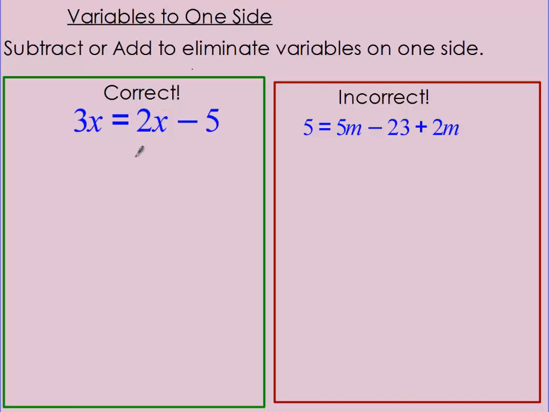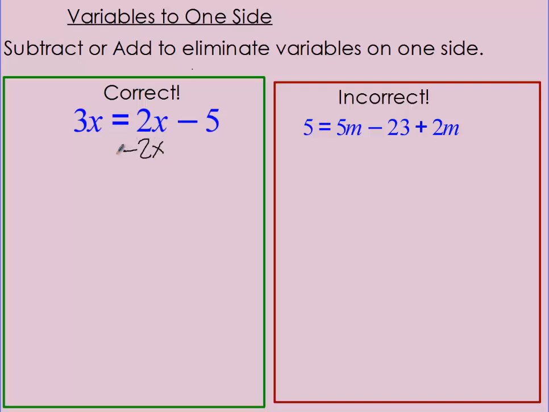So we have to subtract or add one of them to eliminate variables on one side of the equation. I'll show you how to do this. The first way is the correct way. If I have 3x equals 2x minus 5, I have an x on the left and right. I can't combine like terms here because they're on different sides of the equal sign. But I don't like having an x on both sides, so I get rid of one. You can choose to get rid of either one. I'm going to get rid of the 2x.